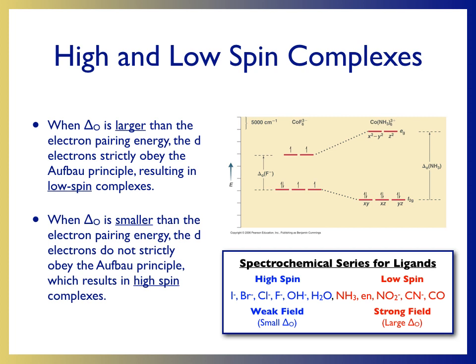On the right-hand side, we have a cobalt complex with ammonia, and ammonia is a stronger field ligand. This shows that all of the electrons are paired up in the lower energy d orbital level. This results in a low spin complex.